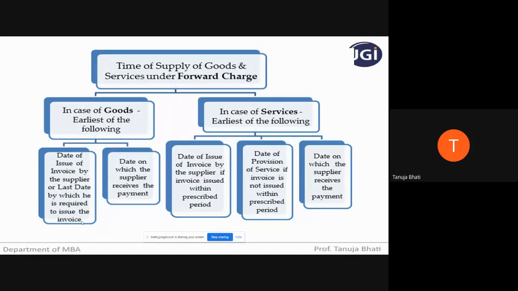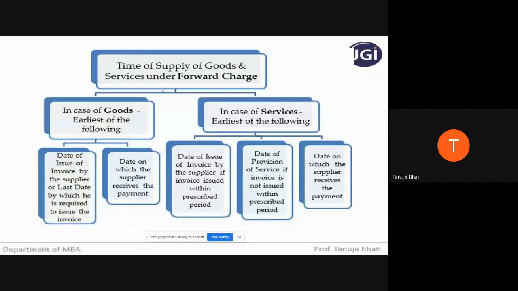Section 31 tells us that if it is goods, you have to check whether there is a movement of goods or there is no movement of goods. If it is a movement of goods, the last date to issue the invoice will be the date when the goods are being removed. And where there is no movement of goods, then the date on which the goods are delivered will be the last date to issue the invoice. You need to check this particular date and the date on which the supplier receives the payment. Only two dates need to be checked in case of forward charge.